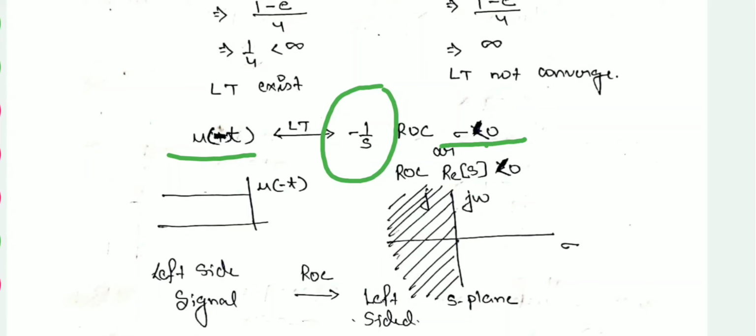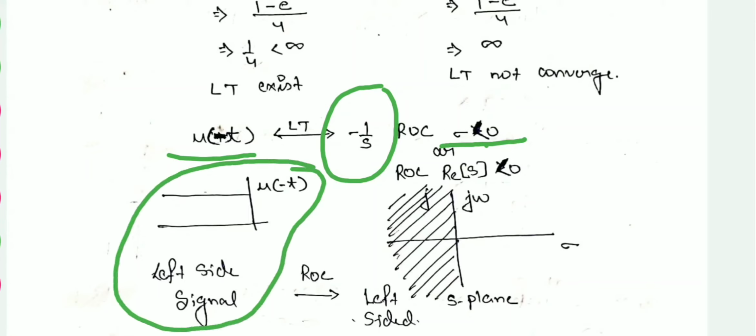Okay, one point is also to be noted: this signal u(-t) is a left-sided signal, and for a left-sided signal, the ROC is also left-sided. It is left-sided with infinite duration, therefore the ROC is also left-sided.